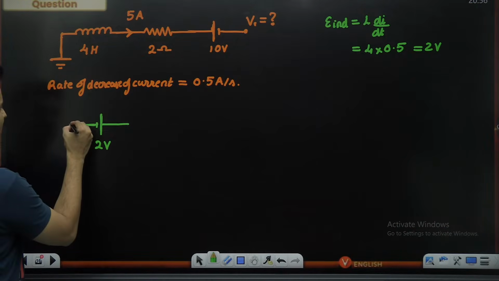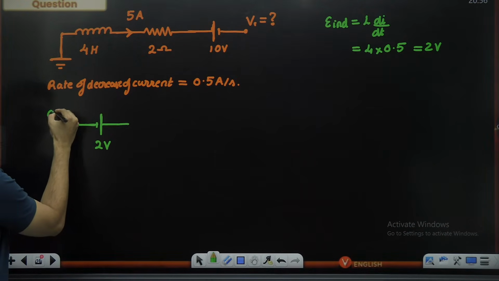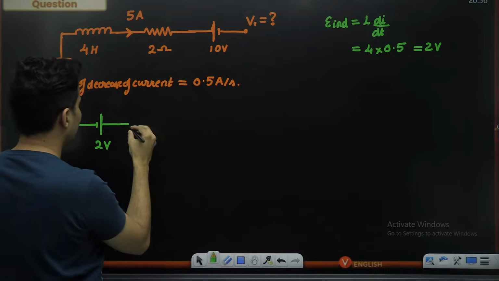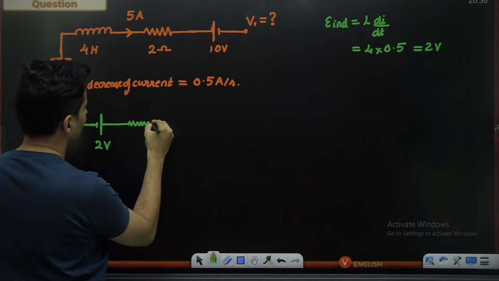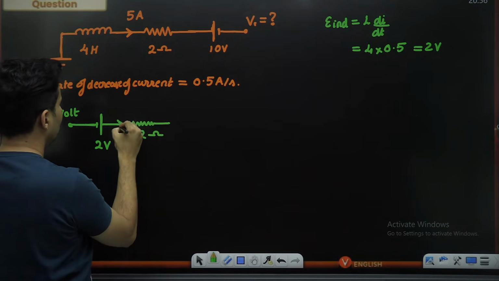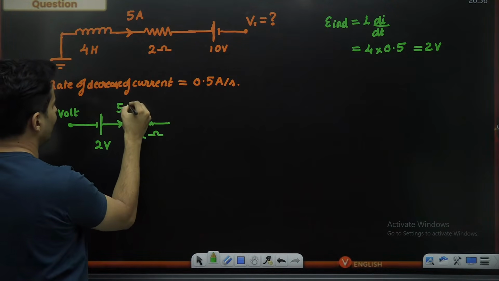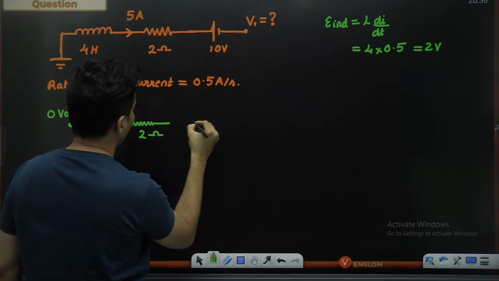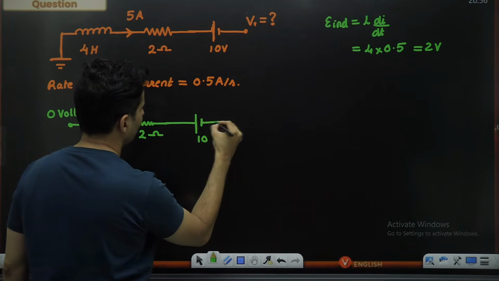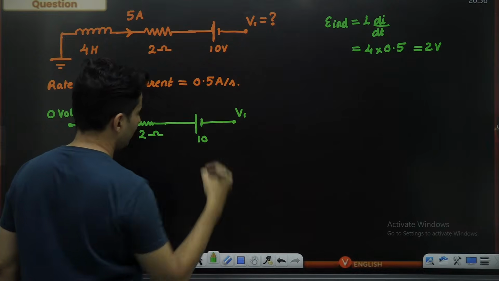Okay. Now this point is grounded. That means this is 0 volt. This is a resistor, so obviously, inside a resistor, there will be a voltage drop. I will take care of it. So this is 2 ohms, and the current at that moment is 5 amperes. And of course, this is 10 volts. You have to find how much is V1.